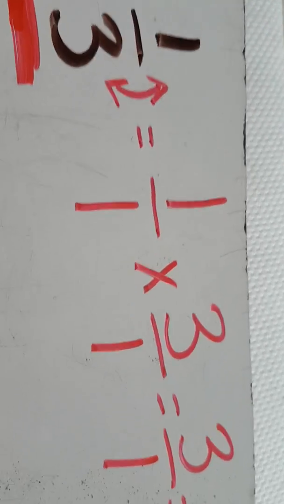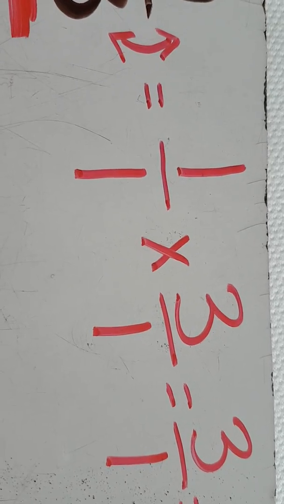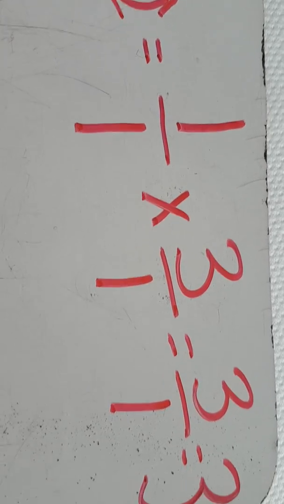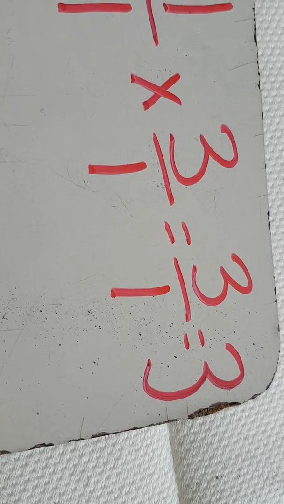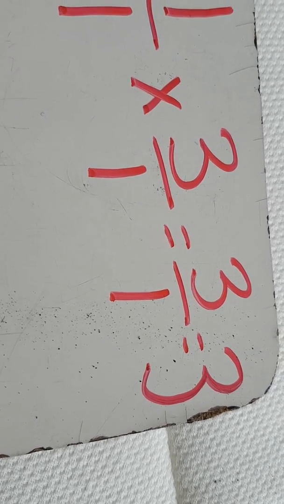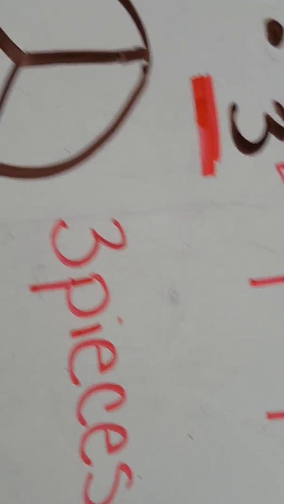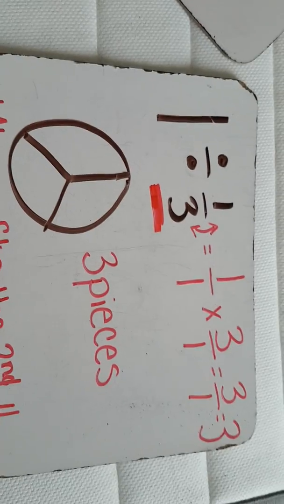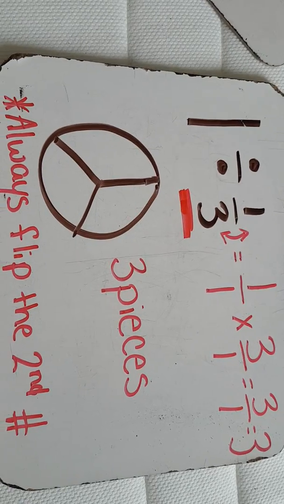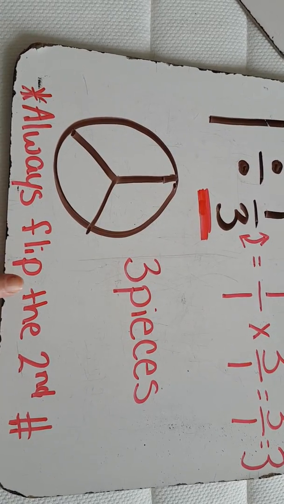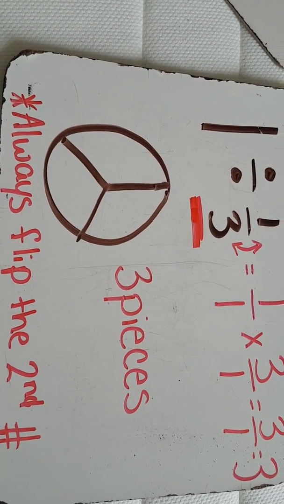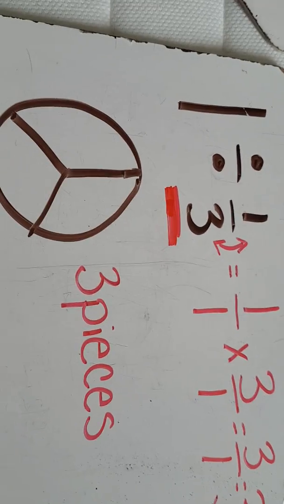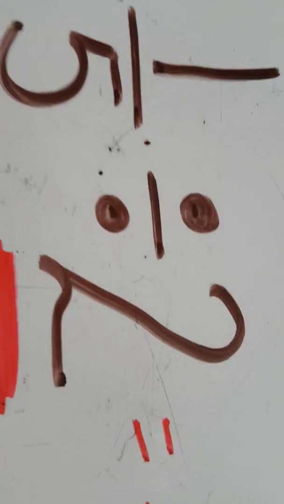Now all I have to do is multiply. 3 over 1. And 3 over 1 is the same as saying 3. That's it. That's the answer. So look at this very carefully. And I have right here, always flip the second number. First number, second number. Let's look at another problem, shall we?